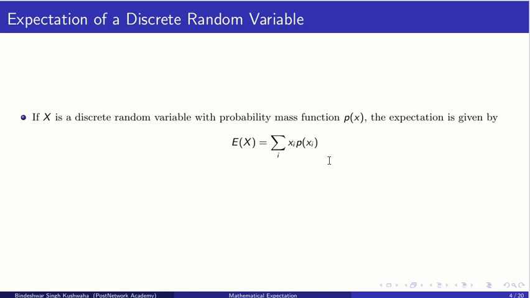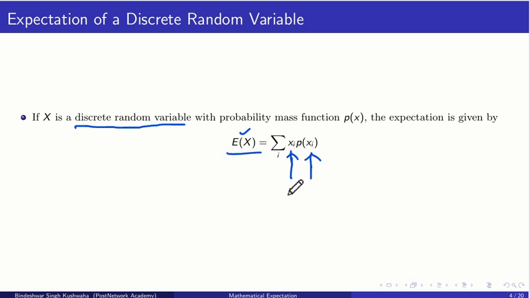So let us see first of all the expectation of a discrete random variable. That is defined as, you will write, expected value of x equals the summation of the values of the random variable multiplied by its corresponding probabilities, and you sum them up, and that you will get the expected value.